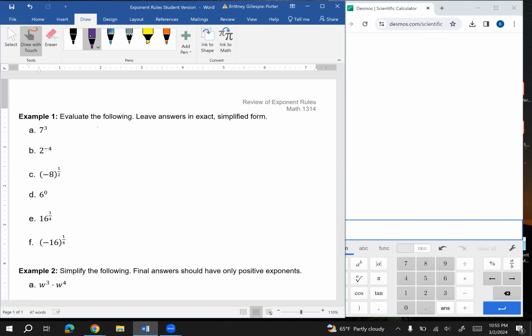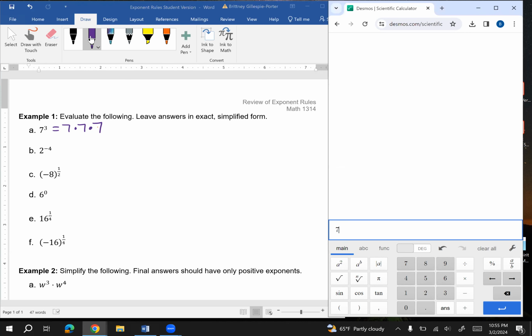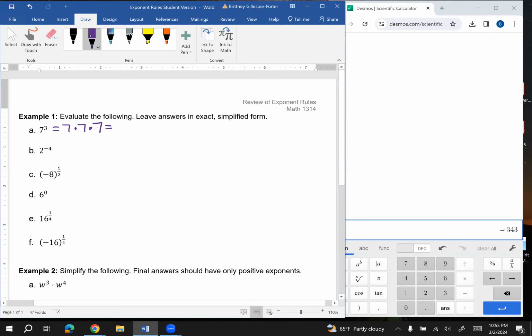So our first example, we have 7 to the third, or 7 cubed. If we were to do this longhand, that means 7 times itself 3 times. It's not 7 times 3, it's 7 to the third. So if I'm in Desmos, I'm going to do 7 and then my A to the B button, 3, and I get 343.